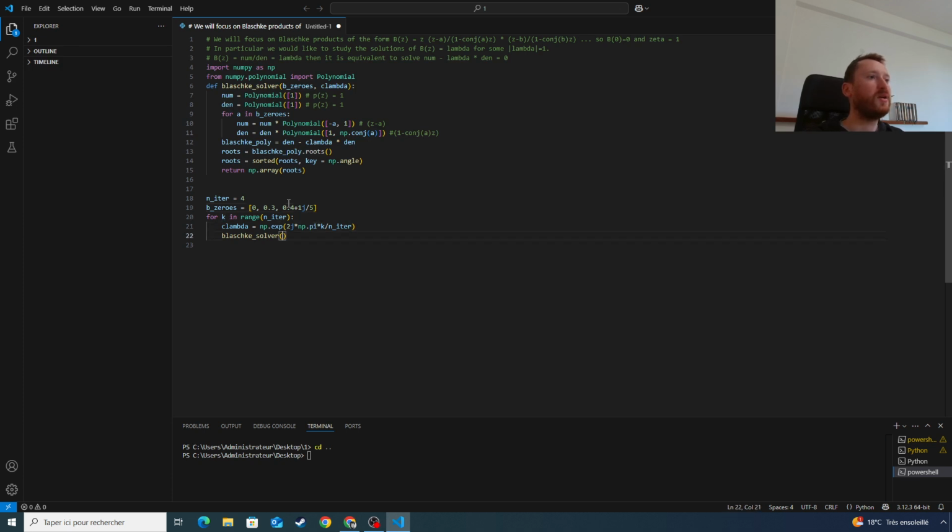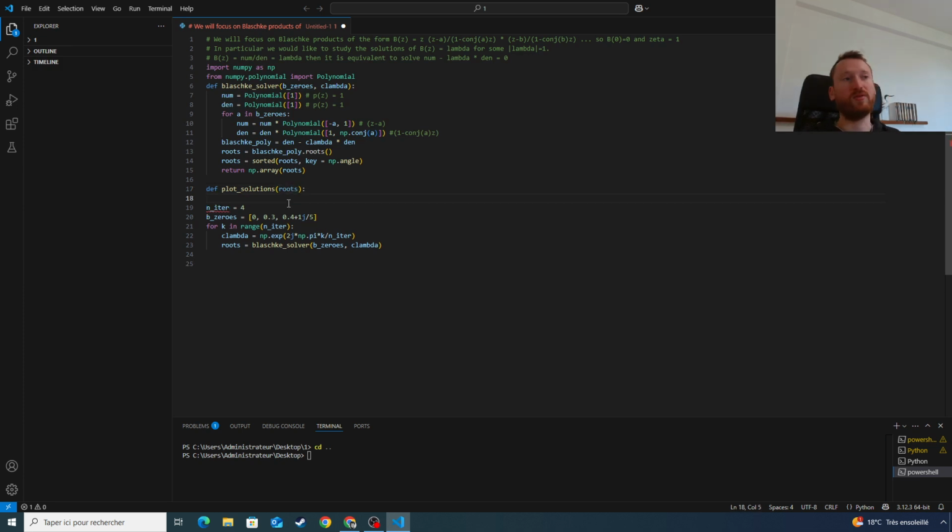And then we call this function with b zeros and c lambda. And this is our solutions, and then we want to plot them. Def plot solutions of roots, it takes input roots and returns nothing, it's just creating the figures. So what do we want to do? Let's first plot all the solutions.